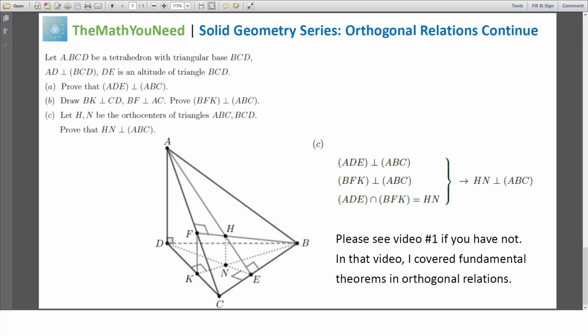But HN is the common line of intersection between plane ADE and plane BFK. So by theorem number 2 that we talked about in the first video, we can deduce that HN is perpendicular to plane ABC. So I strongly encourage you to watch video number 1 if you have not, because in that video I cover the fundamental theorems in orthogonal relations that can be very useful for proving problems like this.